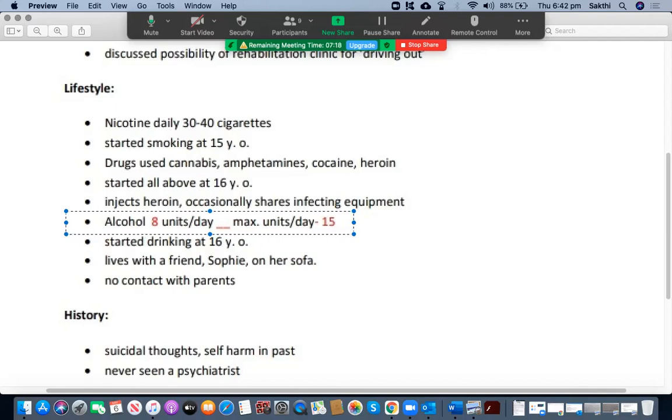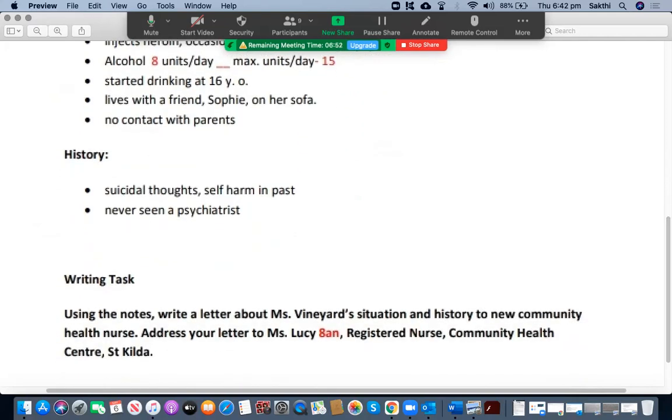Lives with her friend. That's all right. It's on the sofa. You should have mentioned this one. Did you mention this? No. You should have mentioned that she sleeps on the sofa because for a pregnant woman, I think sleeping position is really important. You should have mentioned it in your letter. No contact with the parents, everything else is all right. Suicidal thoughts. As there is no contact with the parents, I think it's better for you to mention family contact. If the nurse arranges family support by contacting them, that would be of great help.